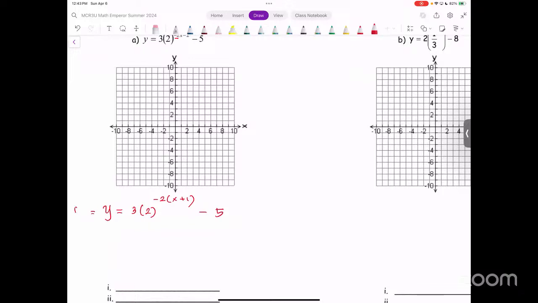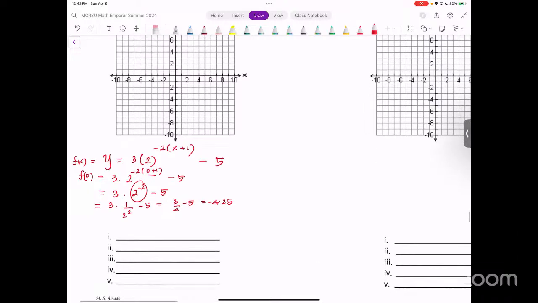So if I call that f of x, f at 0. So 3 times 2 to the power of minus 2 times 0 plus 1, minus 5. 3 times 2 to the power of minus 2 times 0 plus 1 is going to be 1, so minus 2, minus 5. This is 3 times 1 over 2 to the power of 2, minus 5, which is 3 over 4 minus 5. You can simplify, it's going to be negative 4.25, isn't it? Because 0.75 minus 5. Are you guys following that?